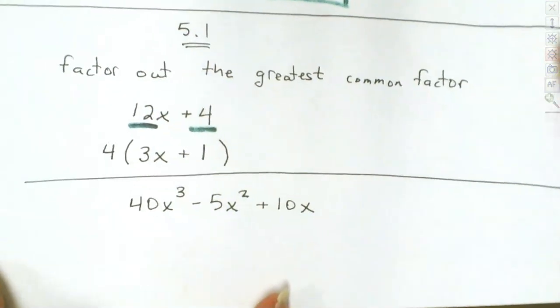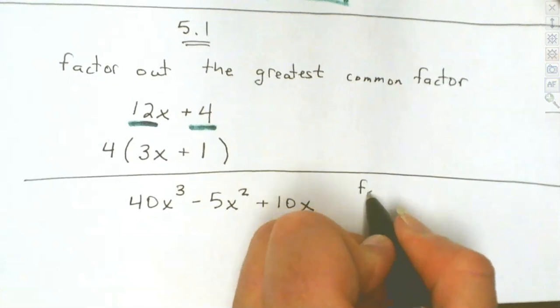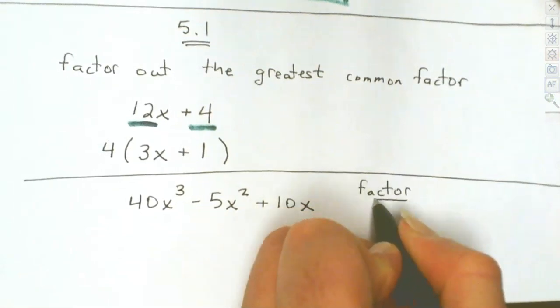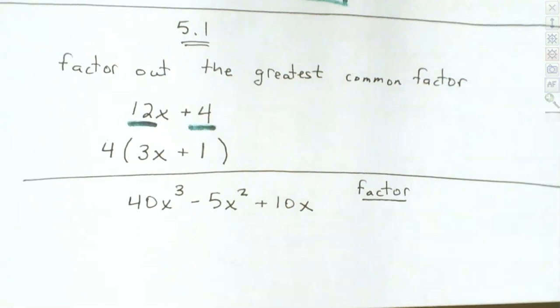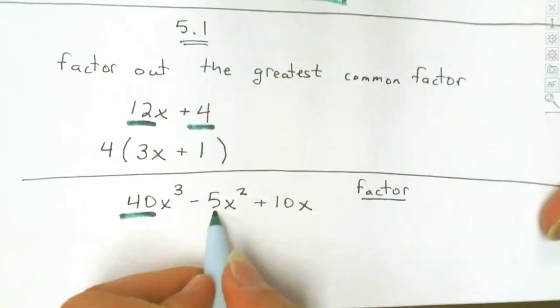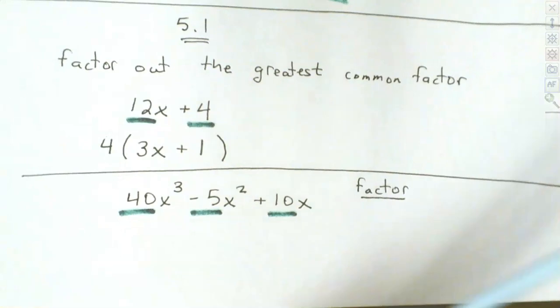This one, we're going to do the same process. We're going to factor out the greatest common factor. So the first thing that we look at is the numbers. I've got a 40, a -5, and a 10. What goes into all of those? The largest number that goes into all of them is going to be a 5, right? Because 5 goes into 40 8 times. 5 goes into 5 1 time itself. And 10 divided by 5 leaves you with a 2. So we're going to factor out a 5.